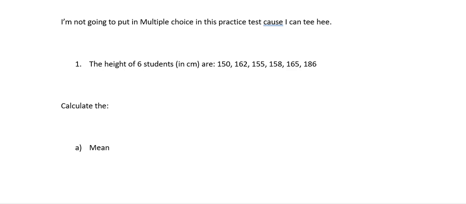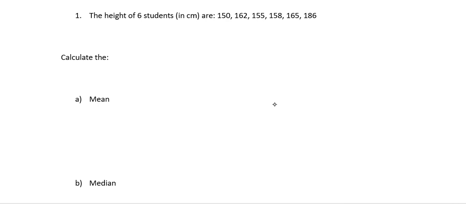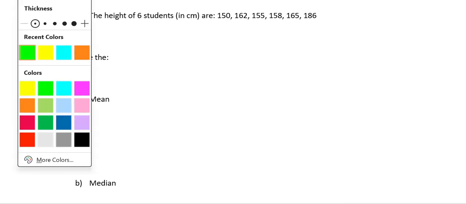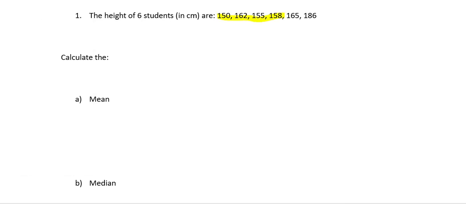Okay, you can ignore the first line. I was doing that because I was out of my mind. But yeah, let's just work on question one. The heights of six students in centimeters are 150, 162, 155, 158, 165, 186. I'll just highlight everything because I can.